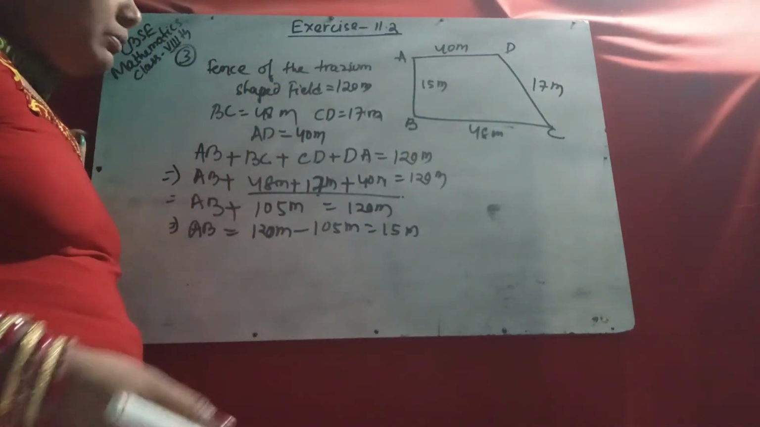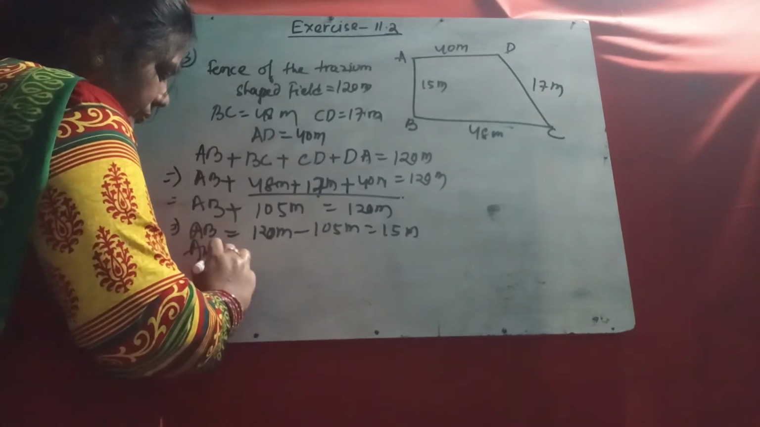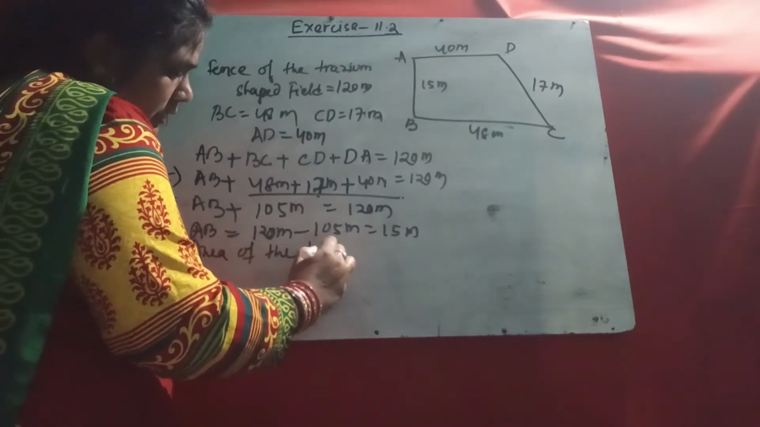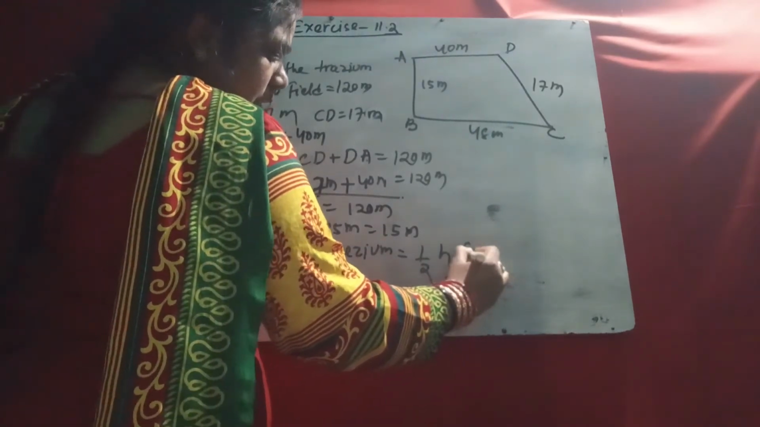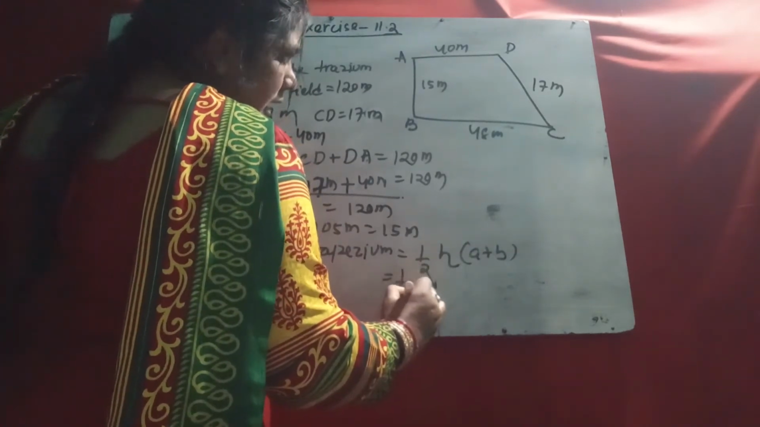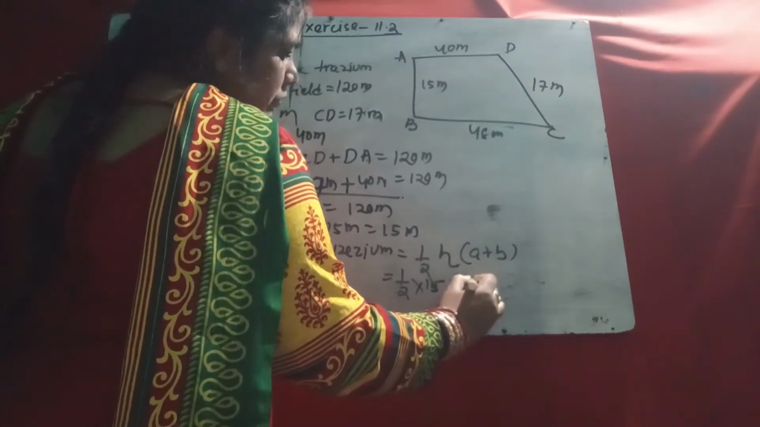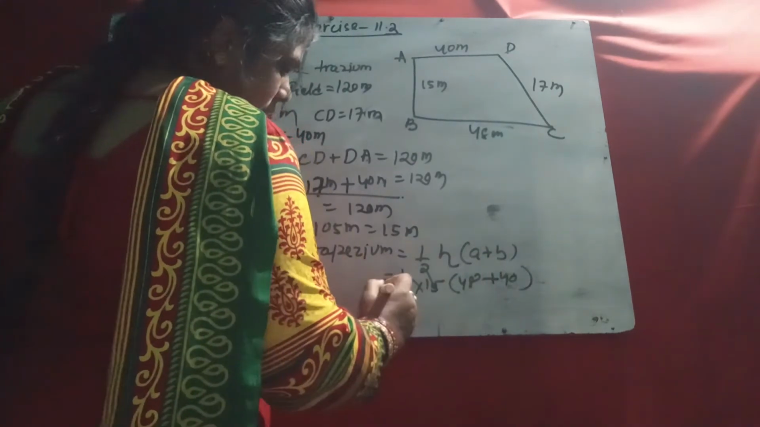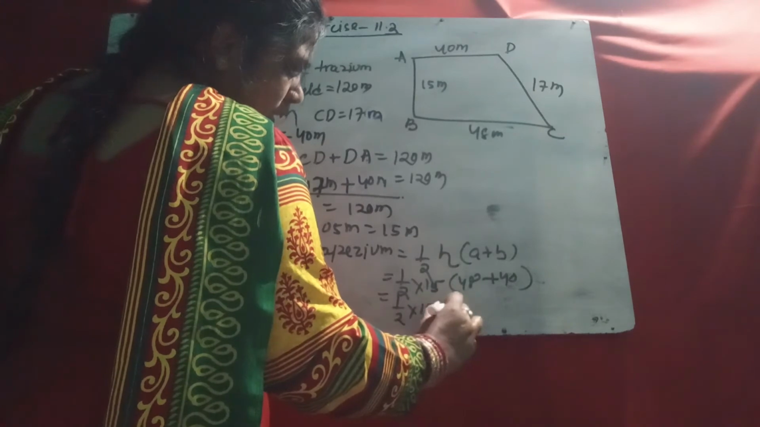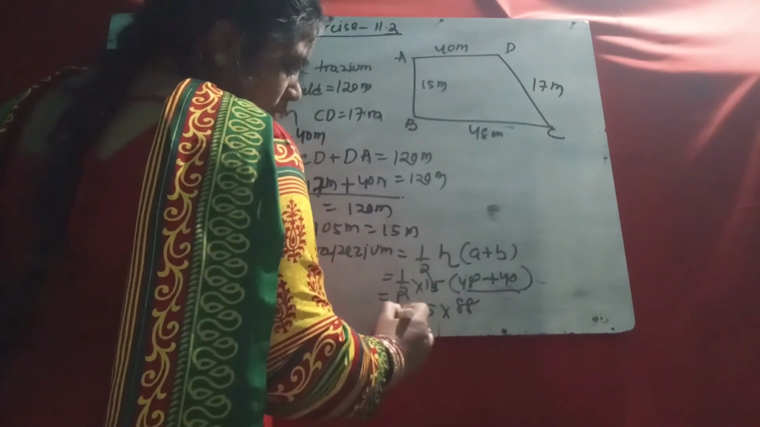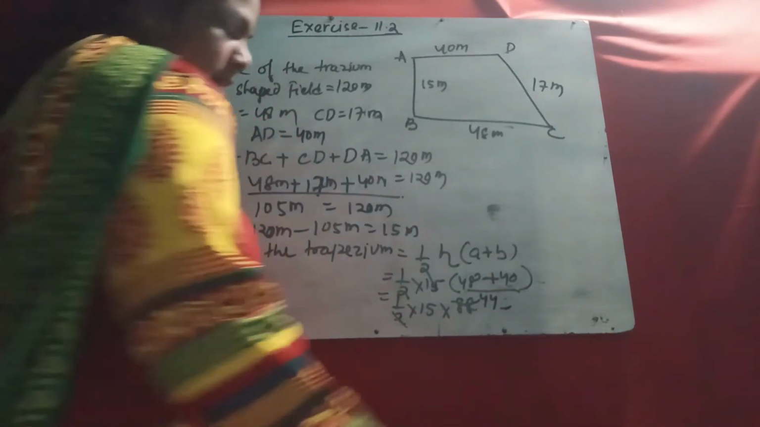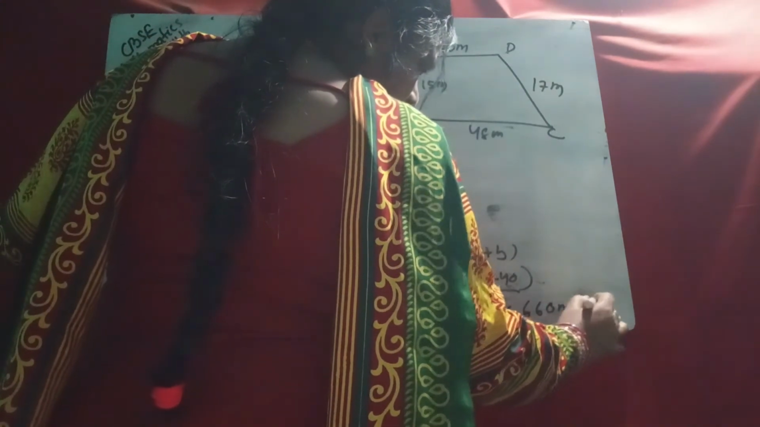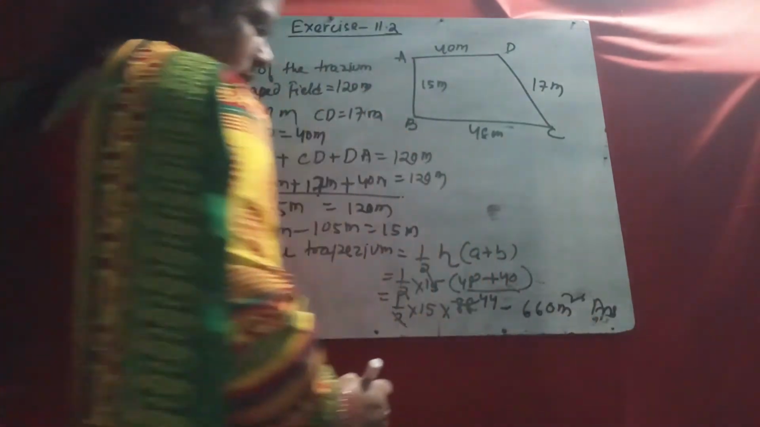Now the area of the trapezium, again put the formula. Area of the trapezium, you know, is half into height into A plus B. So half, height is 15, A plus B is 48 plus 40, that is half into 15 into 88. Half of 88 is 44, multiply by 15 equals 660 meter square. This is the answer, 660 meter square.